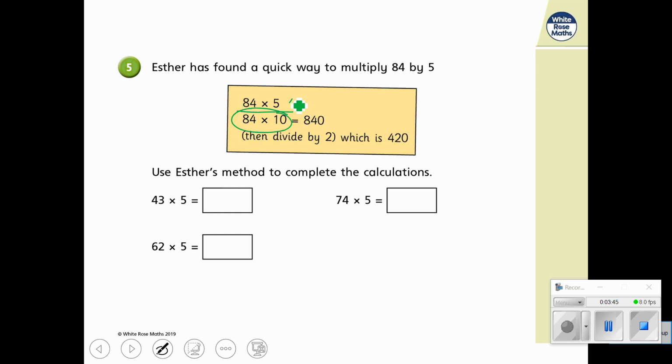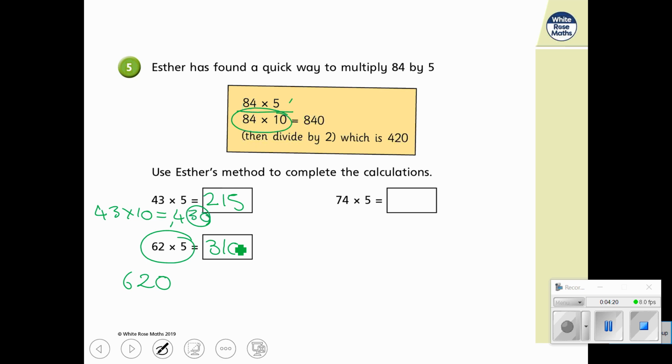So we've got 43 times 5. So we've got 43 times 10, which straight away you will know is 430. If you divide that by 2, I know that half of 400 is 200, and half of 30 is 15. So the answer is 215. Here we have 62 times 5, or 62 times 10 is 620. And if I half that, I'm going to have 310. So it is pretty easy this way.